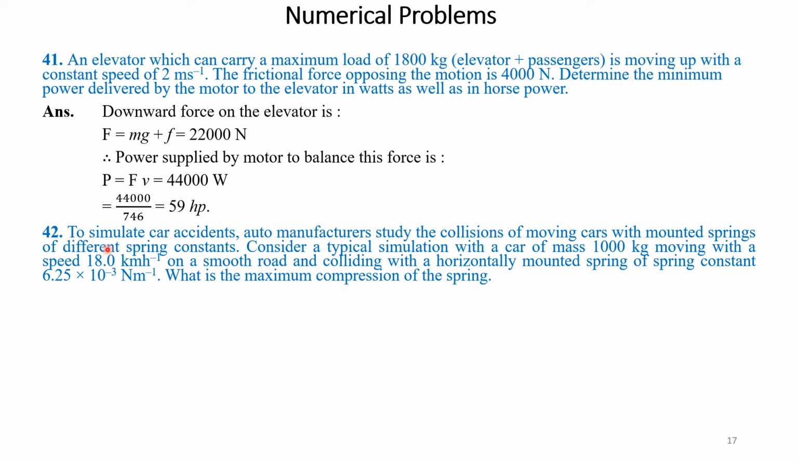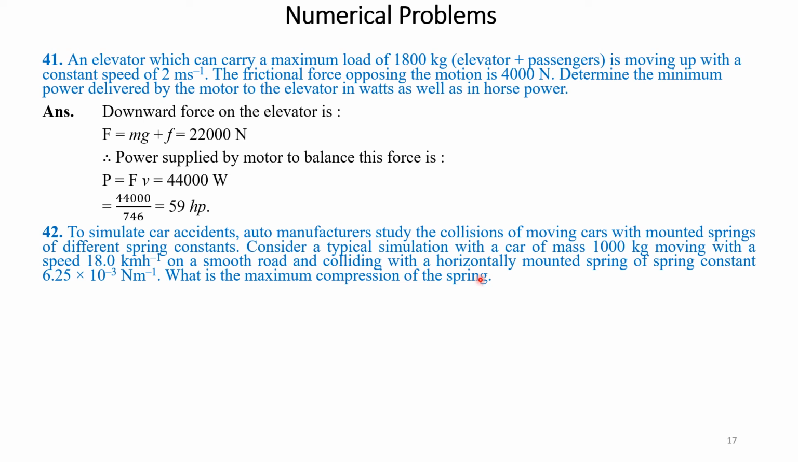For question number 42, to simulate car accidents, auto manufacturers study the collision of moving cars with mounted springs of different constants. Consider a typical simulation with a car of mass 1000 kgs moving with a speed of 18 kilometers per hour on a smooth road and colliding with a horizontally mounted spring of spring constant 6.25 into 10 to the power of minus 3 newtons per meter. What is the maximum compression of the spring?